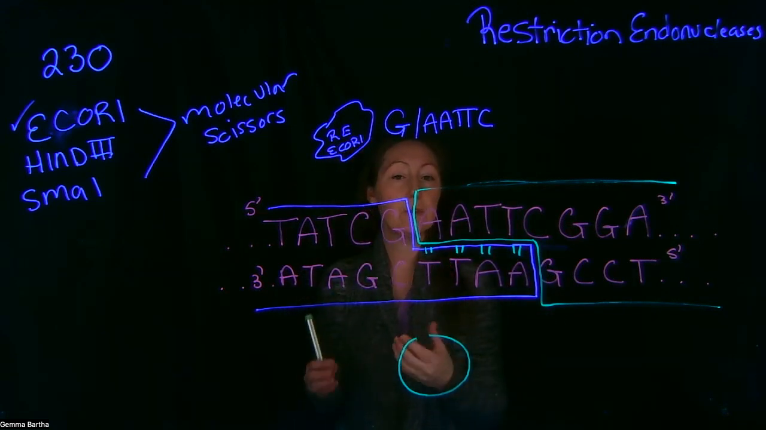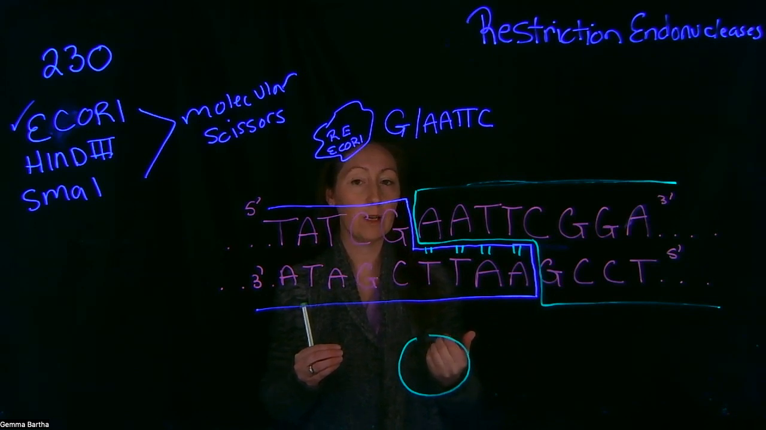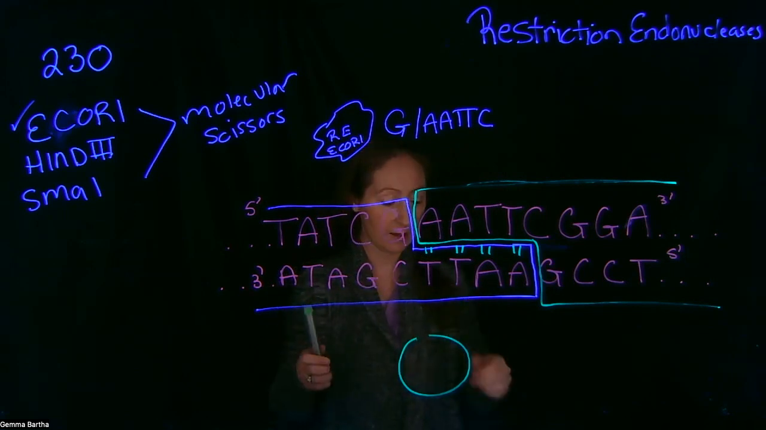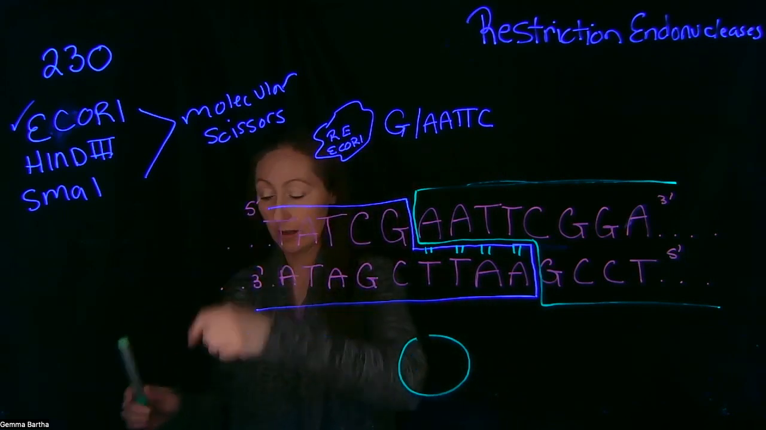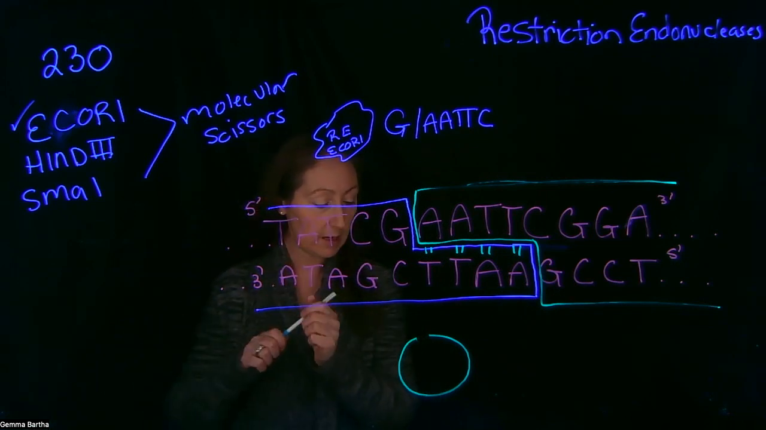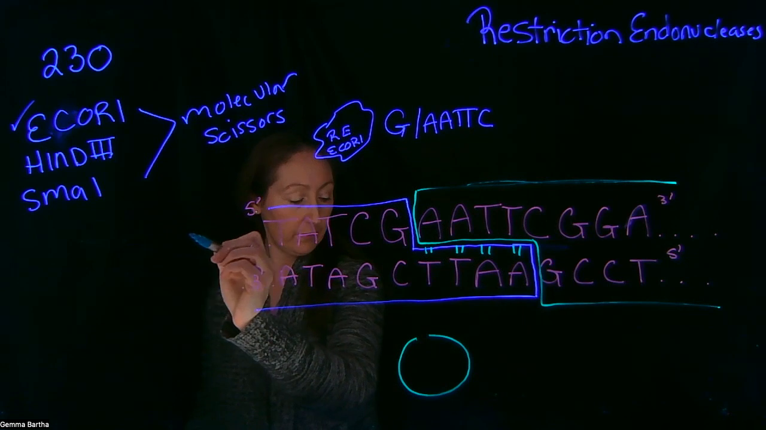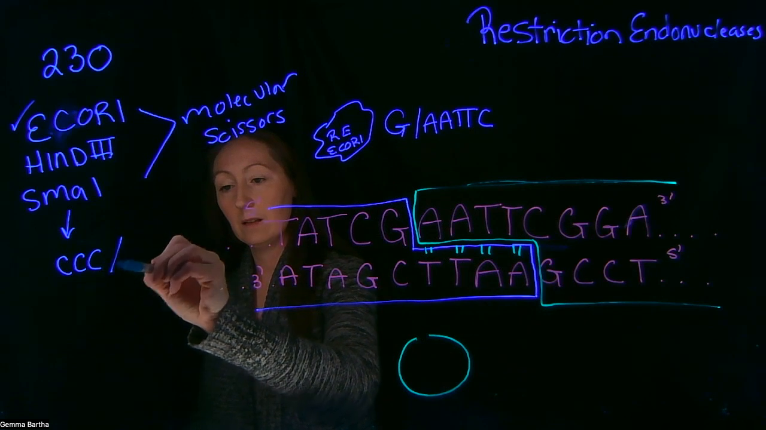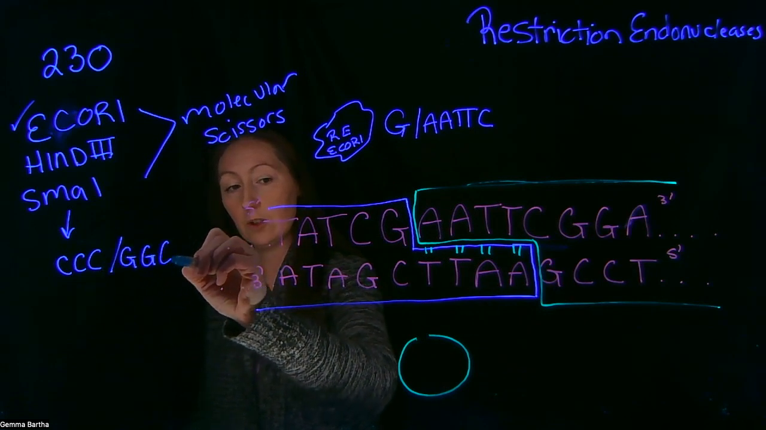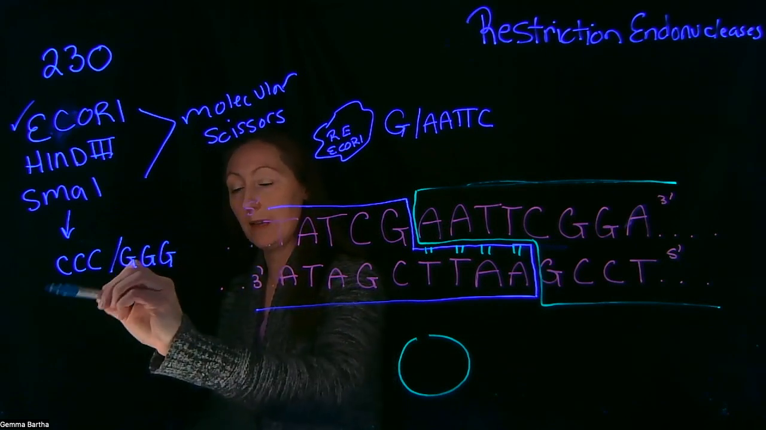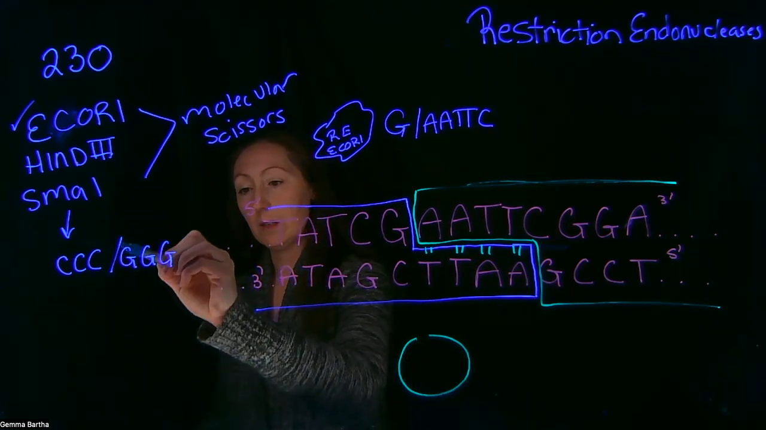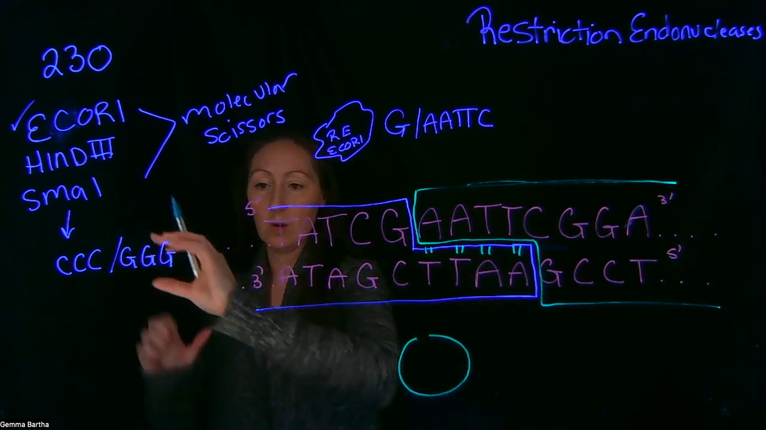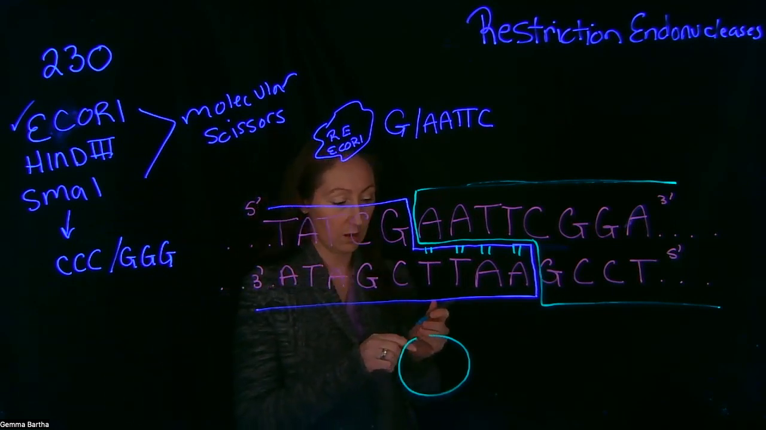Now, you do have some restriction enzymes that will cut clean through the DNA, and those are called blunt ends. So for example, SmaI, that restriction enzyme is looking for the code CCC GGG. And so if we had a string of DNA, it would cut it clean through and you wouldn't be left with these sticky ends. You would just be left with a code on one side and a code on the other.